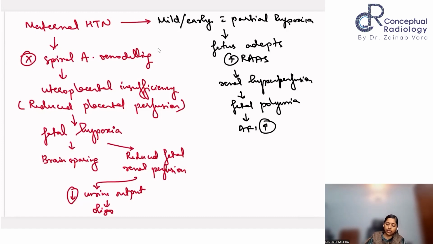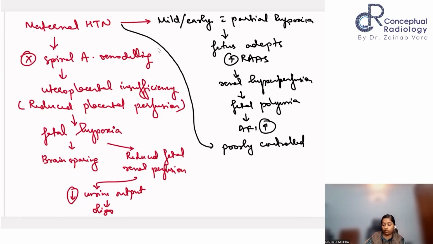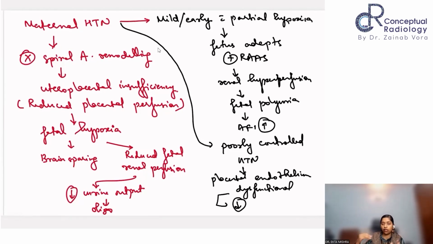The second thing is where there is poorly controlled hypertension. In such cases, the endothelial lining of the placenta gets dysfunctional. So the placental endothelium is now dysfunctional, and that leads to decreased membranous absorption.